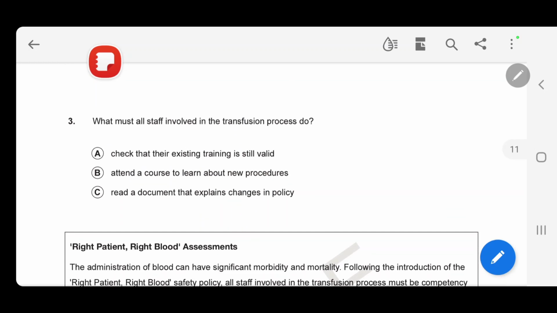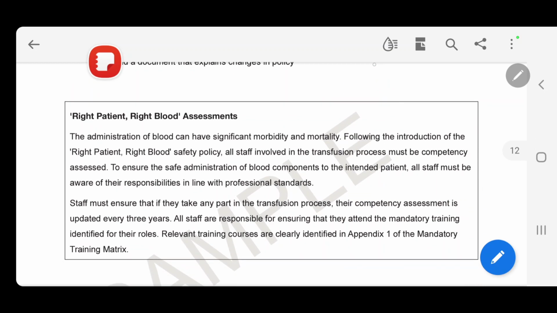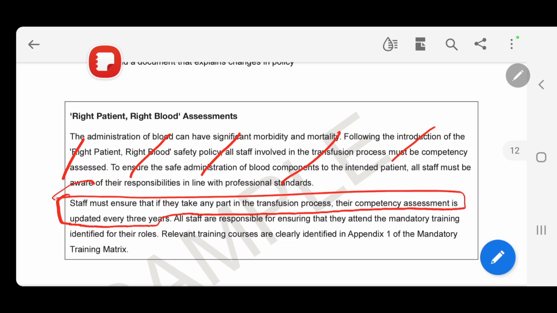Similarly, for this part C, what must all staff in the transmission process do? It's about the validity of the training, a new procedure, and a change in policy. When we read this text quickly, we come to know that the answer is not in any of these lines, but starts from here. It's about the validity option, that is the right one. They have discussed mandatory training, but not a new procedure.